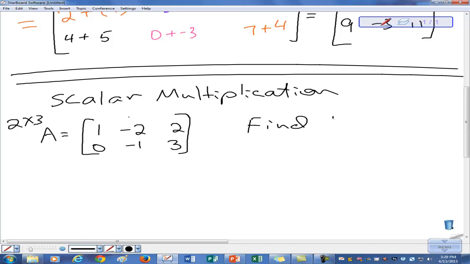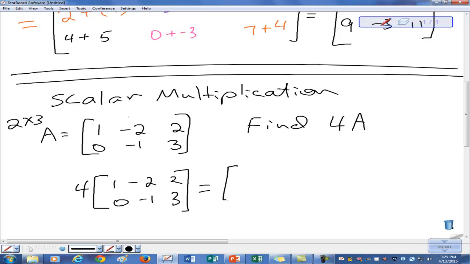Let's say we want to find 4A. So basically, what we're doing here is we're multiplying 4 times each one of these. So we put a 4 here, and we'll just rewrite this matrix here real quick. And so now we're taking 4 times the first one. So it's like the distributive property. And then 4 times the -2, so we're multiplying 4 times each term. 4 times +2, 4 times 0, 4 times -1, 4 times 3.